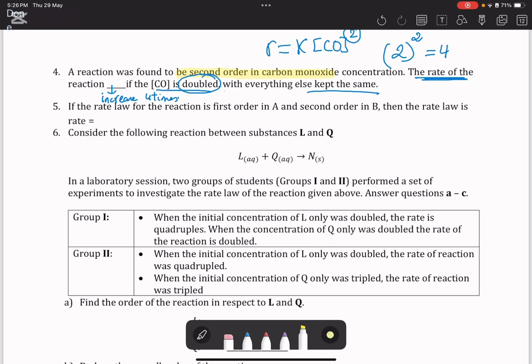Another example, if the rate law is first order in A, so I have a reaction first order in A and second order in B, then the rate law, that's it. So here's the answer.